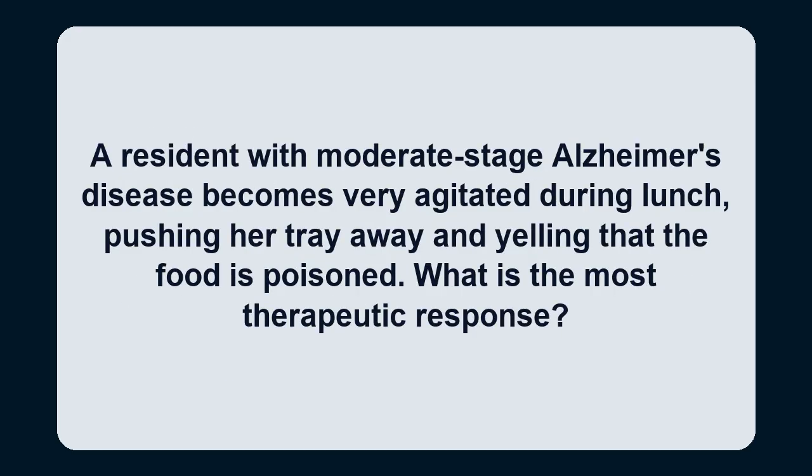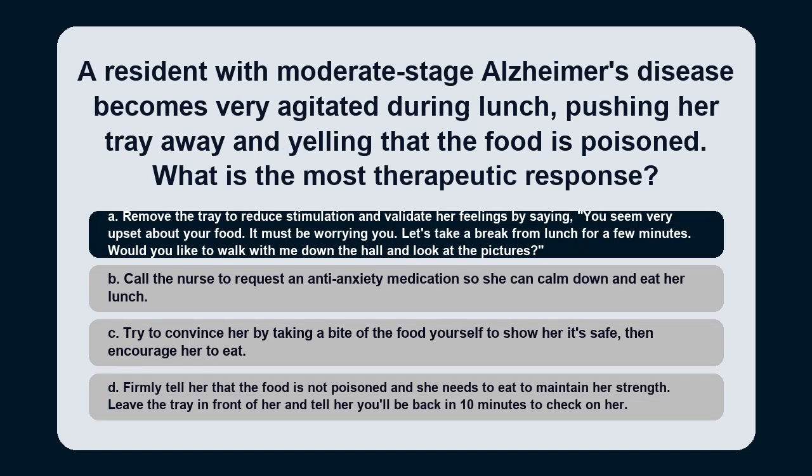Question 2. A resident with moderate-stage Alzheimer's disease becomes very agitated during lunch, pushing her tray away and yelling that the food is poisoned. What is the most therapeutic response? Option A. Remove the tray to reduce stimulation and validate her feelings by saying, "You seem very upset about your food. It must be worrying you. Let's take a break from lunch for a few minutes. Would you like to walk with me down the hall and look at the pictures?"